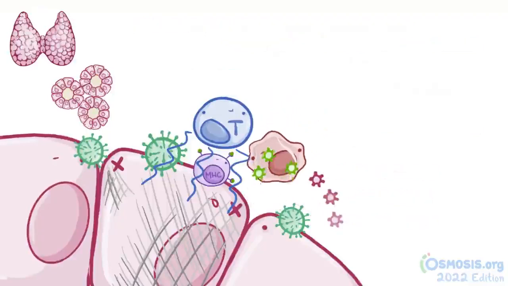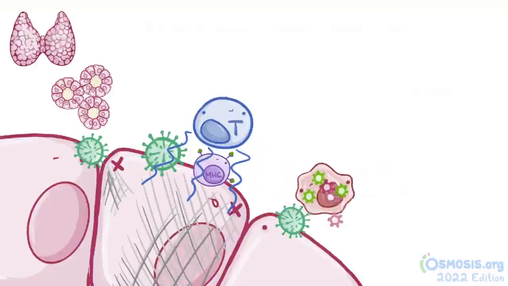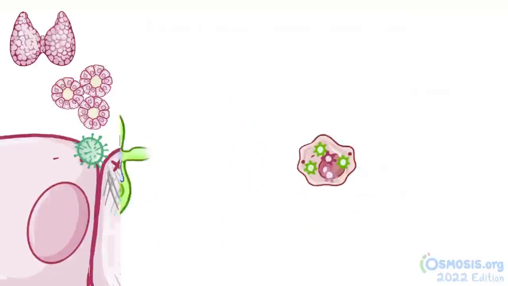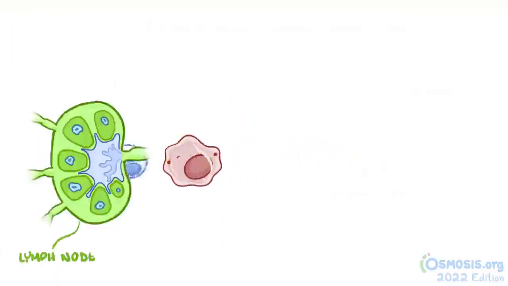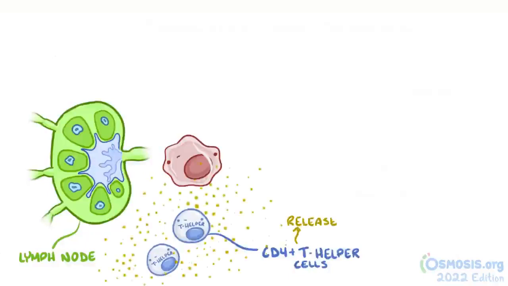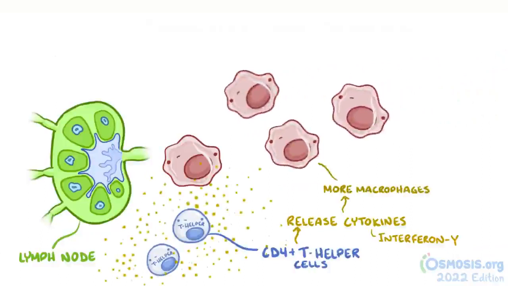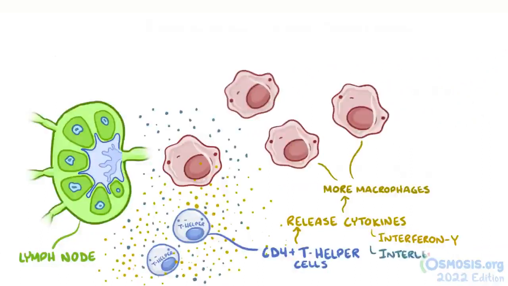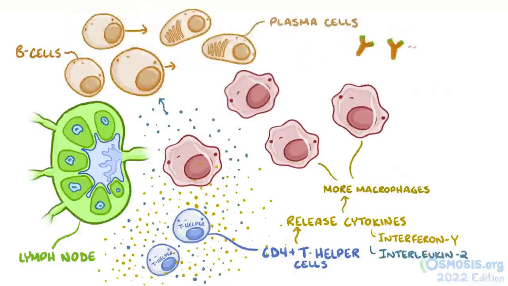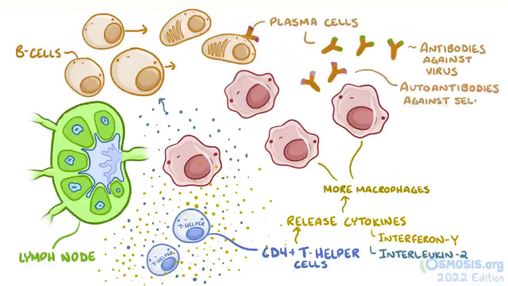And while macrophages try to clean away those viral remnants, they sometimes pick up the thyroid antigens as well. Next, these macrophages carry both viral and thyroid self-antigens to a nearby lymph node to activate CD4 plus T helper cells. T helper cells secrete inflammatory cytokines like interferon gamma, which help activate more macrophages. Meanwhile, other cytokines like interleukin 2 stimulate the B cells in the lymph node, which makes them proliferate and differentiate into plasma cells, which produce not only specific antibodies against the virus, but also autoantibodies against those self-antigens.